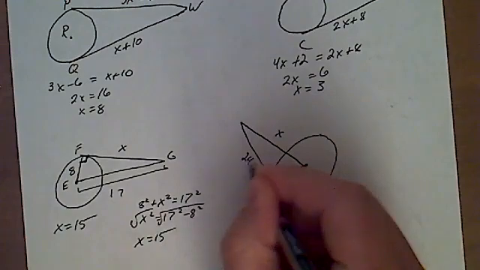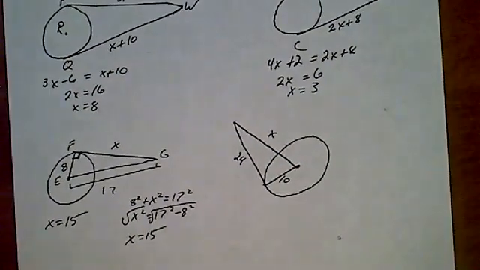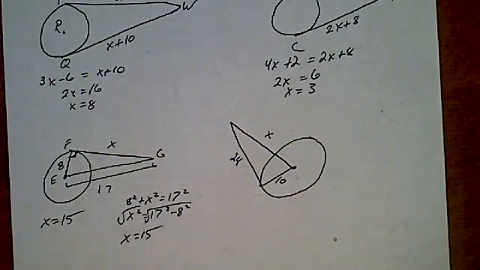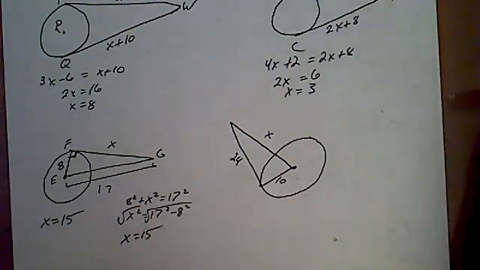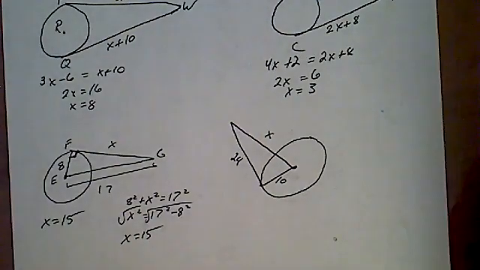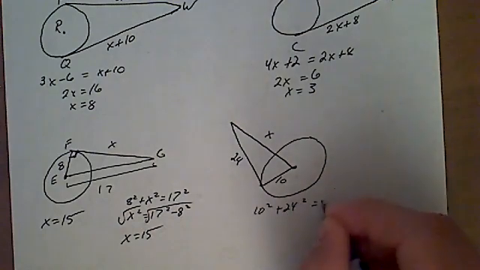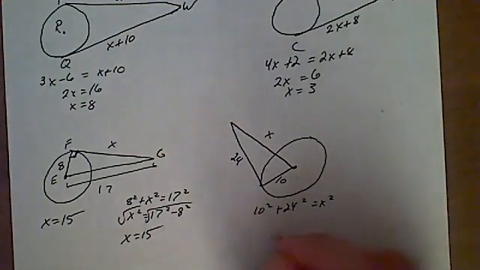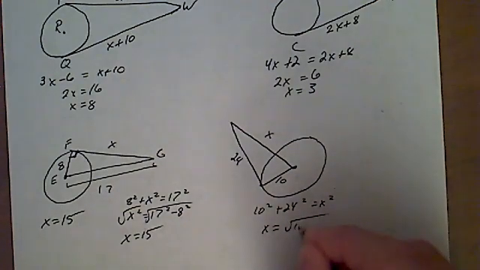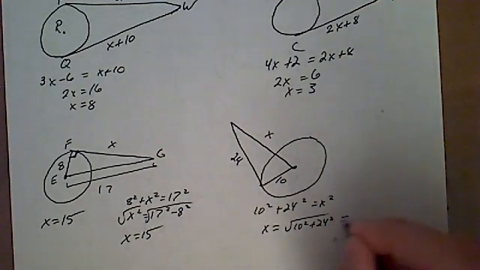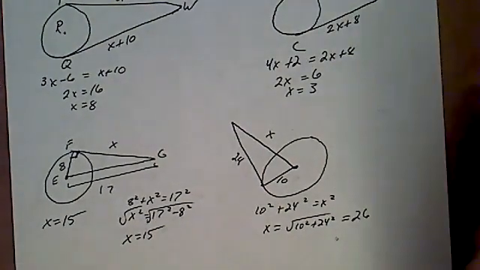X, 24 and 10. Again, take a moment to try to do it. This is again a Pythagorean triple. We have 10 squared plus 24 squared equals x squared. We take the square root of both sides, we get x equals the square root of 10 squared plus 24 squared, which is 26.